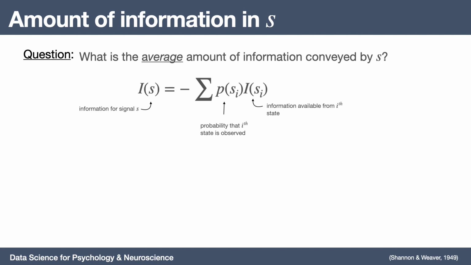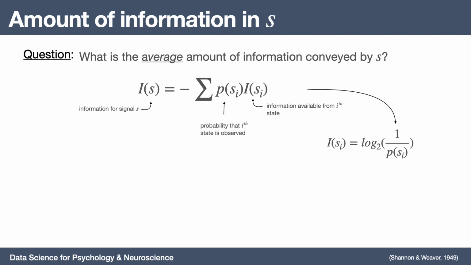And the trick that Shannon came up with is to think about information as being related to the surprise of the state. So the more surprised you are by the signal being in state Si, the more information it contains. And if you think about it that way, then we can relate this back to the probability of the state itself. So you can represent the information available when the signal is in state i as the log of 1 over the probability of being in state i.